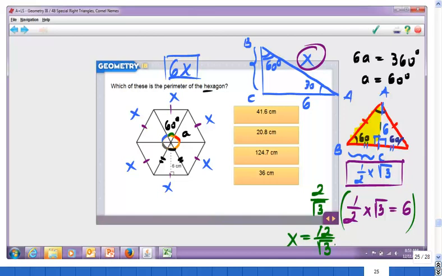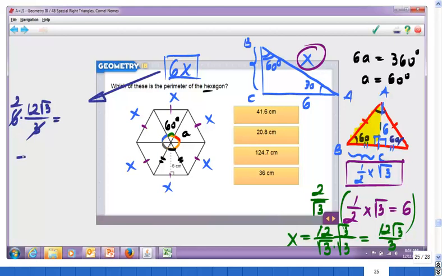As you remember, we cannot leave square roots as denominators. I will multiply top and bottom by square root 3. So your X is actually 12 square root 3 over 3. But we need to find the perimeter, and the perimeter is 6 times X. So I have 6 times 12 square root 3 over 3. Now you can cross cancel here. 3 goes into 6 2 times, and your answer will be 2 times 12, which is 24 square root 3.